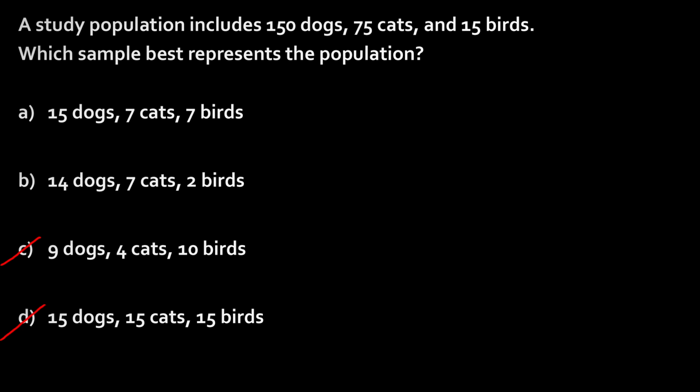Now, if I look here, there's 75 cats compared to 15 birds. So if I have 7 cats and 7 birds, I don't think that's a good representation because that's saying that there's about an equal amount of cats and birds in my study. But there's not, right? I have way more cats than I do birds. So that is why this one is out. And B is going to be correct here. So dogs, I have the most of, which is good. Then I have cats, which is second. And then very last, I have birds.